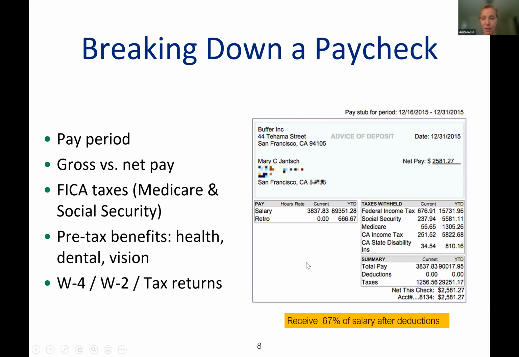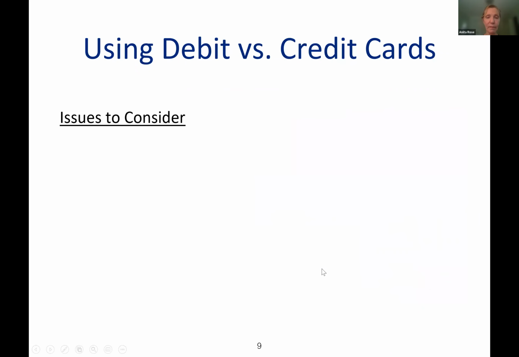Okay, so let's move on. In this case here, 67% of salary after deductions. So yeah. All right, so let's look at using debit and credit cards.